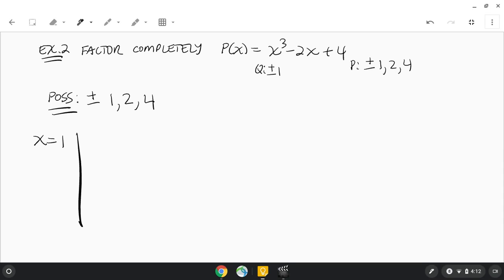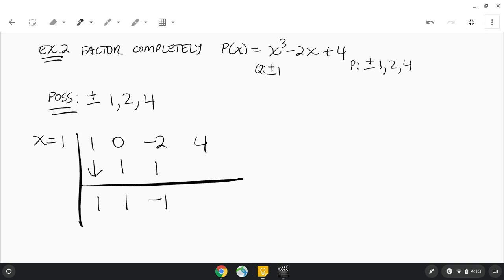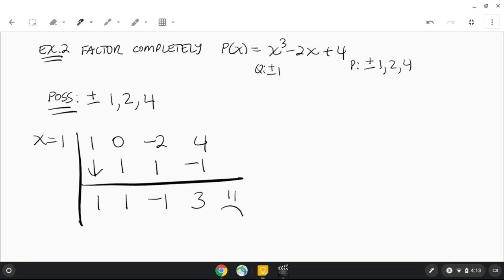So the coefficients of the polynomial, I'm going to have 1. X squared is missing, so I'll put a 0, and then negative 2 and 4. Bring down the 1, multiply: 1 times 1 is 1. Combine: 0 plus 1 is 1. Repeat the process: 1 times 1 is 1. Combine negative 2 and positive 1, and that gives me negative 1. Multiply: negative 1 times 1 is negative 1. 4 minus 1 is 3. So we didn't quite get a 0 here.